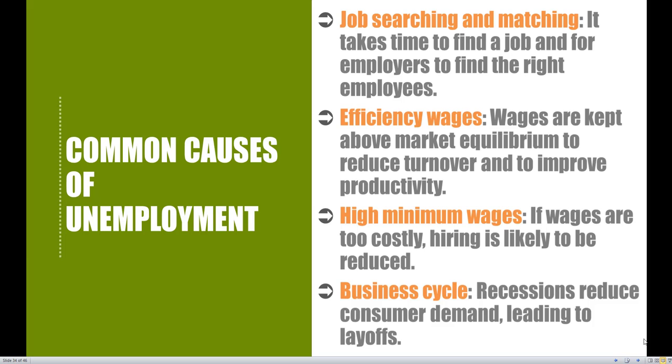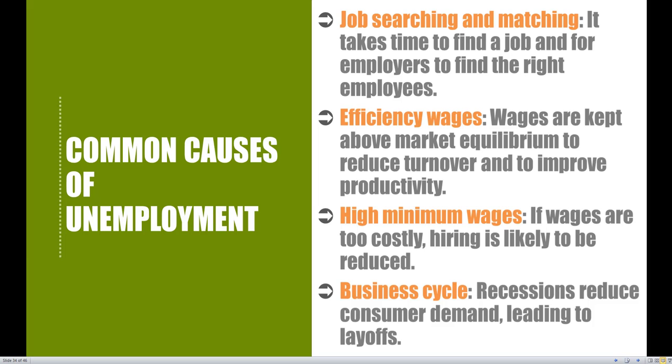So suppose that you're fresh out of college, you're looking for a job. Why may you not take the first job offer that comes your way? The answer is because it might not be the best fit for you. You want to see what your different options are. You're not going to take the first job that comes your way because there can be many more opportunities out there for you. So your searching for the best fit is going to be some cause of unemployment.